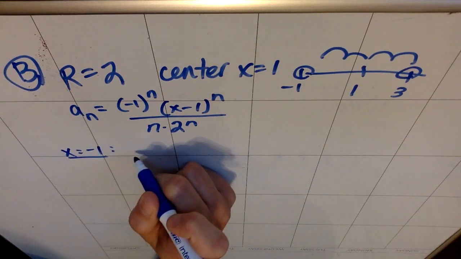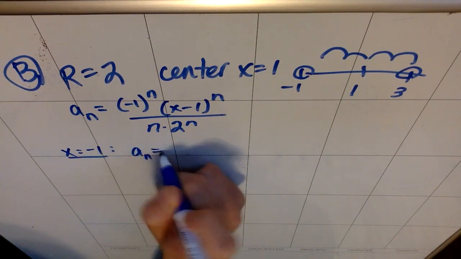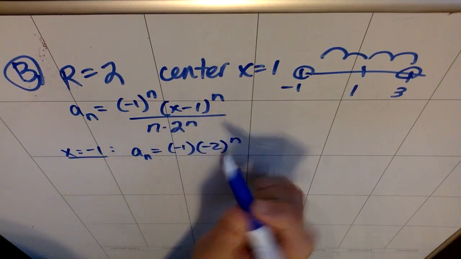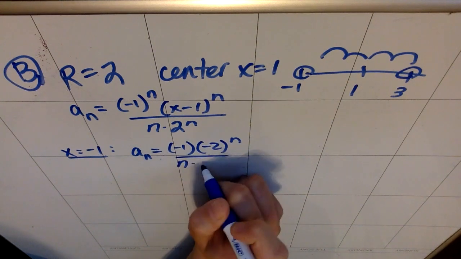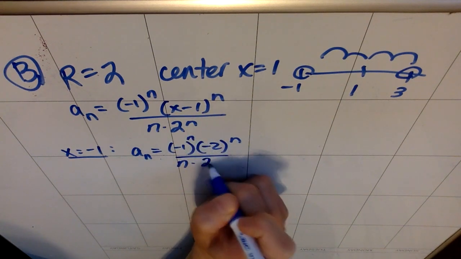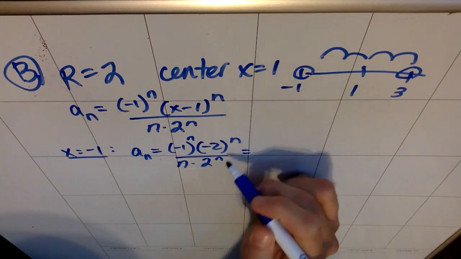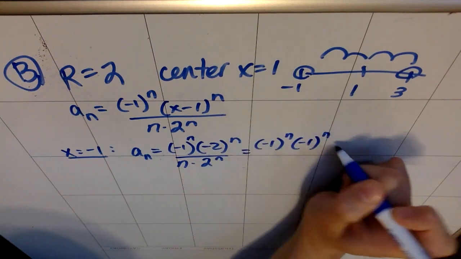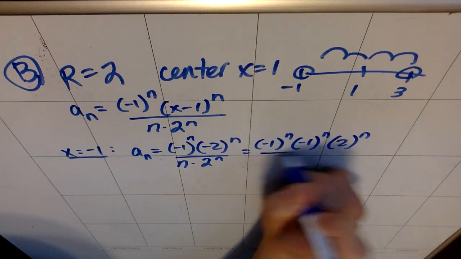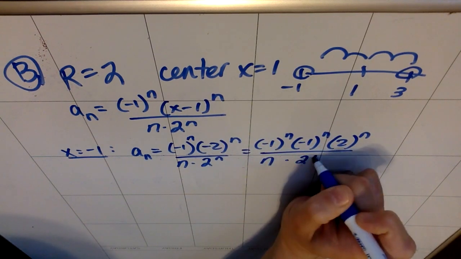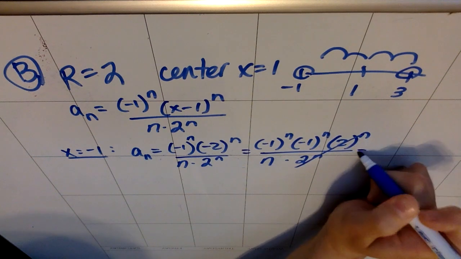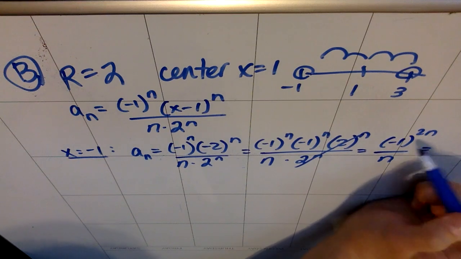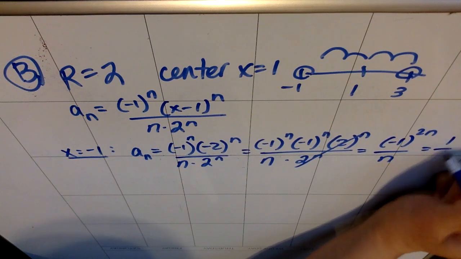When I plug in x is -1, I end up getting that my a sub nth term is -1 to the n, -2 to the n, over an n times a 2 to the n. What I want to point out here is I can split this -2 into two things. I can treat this -2 as a -1 to the n times a 2 to the n. The reason that's useful is there's already a 2 to the n on the bottom, so these end up canceling. And what I end up with is a -1 to the 2n on top of an n. Well, 2n is an even number, so I get a 1 over n.